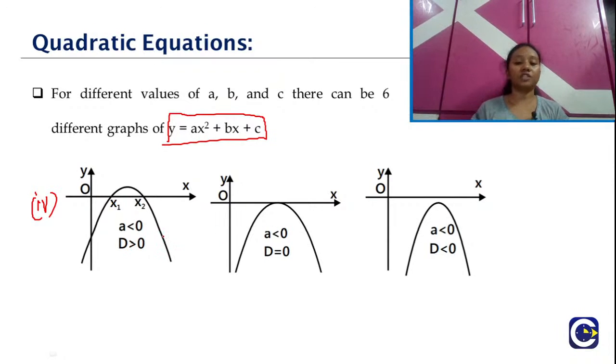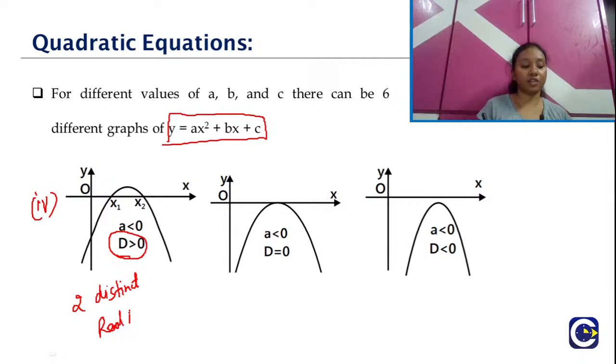For all these 3 cases, my leading coefficient will be less than 0. Along with that, I have my discriminants, which will have 3 cases: discriminant greater than 0, discriminant equal to 0, as well as discriminant less than 0. Right. So if the discriminant is greater than 0 and my a is less than 0, the graph will be something like this. As the discriminant is greater than 0, I will have 2 distinct real roots.